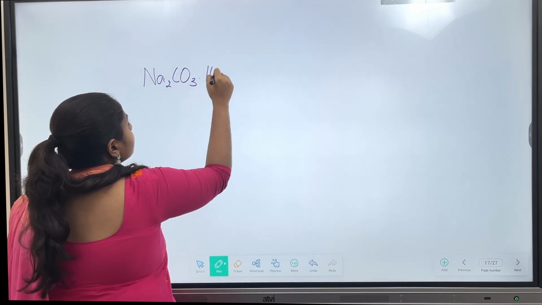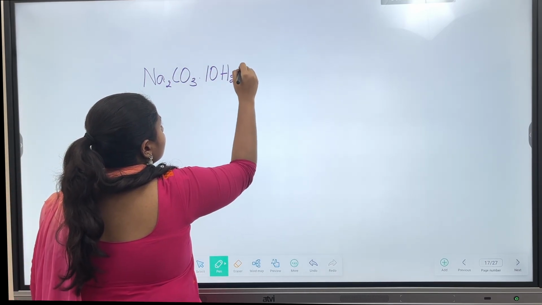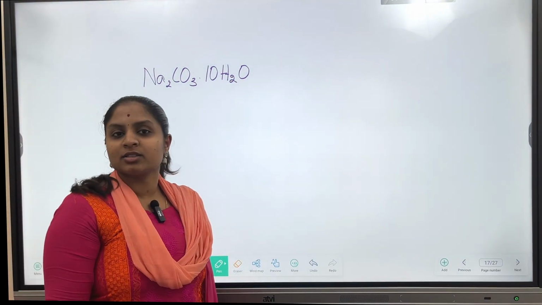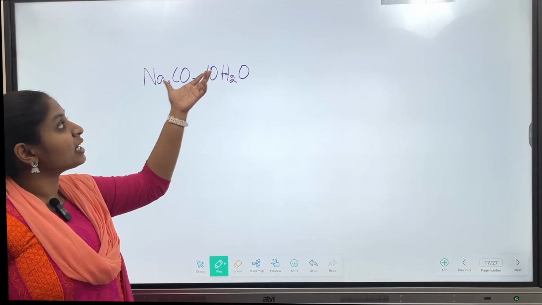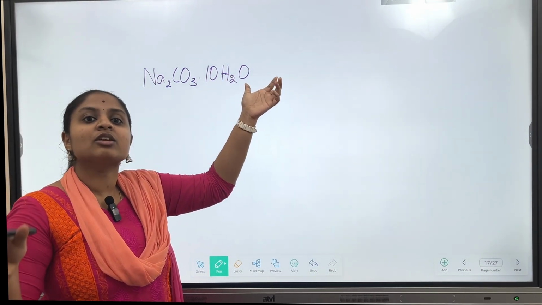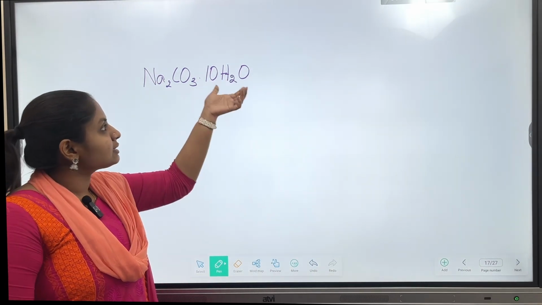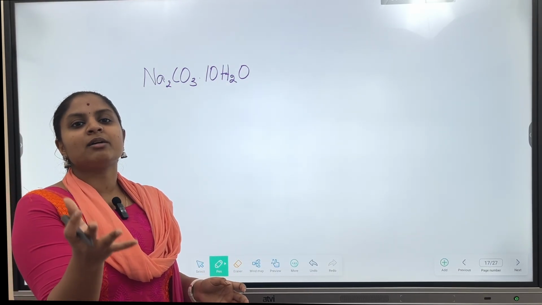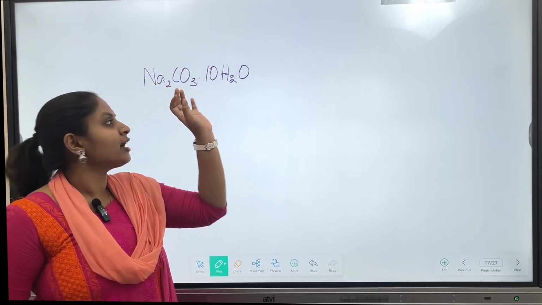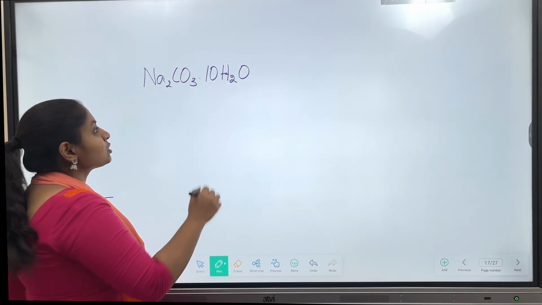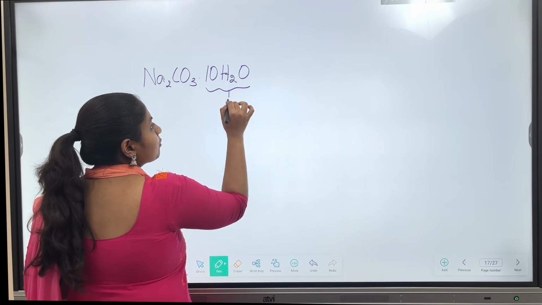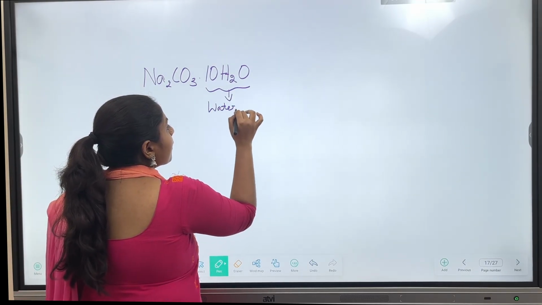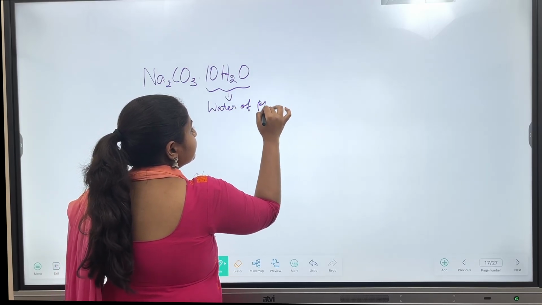Na2CO3·10H2O. Sodium carbonate alone is called sodium carbonate, but sodium carbonate with these 10 water molecules is called washing soda. These 10 water molecules are not chemically bonded to the molecule, so with a simple amount of heating, the water will evaporate and we will get only sodium carbonate. This water molecule that is attached is called water of crystallization.